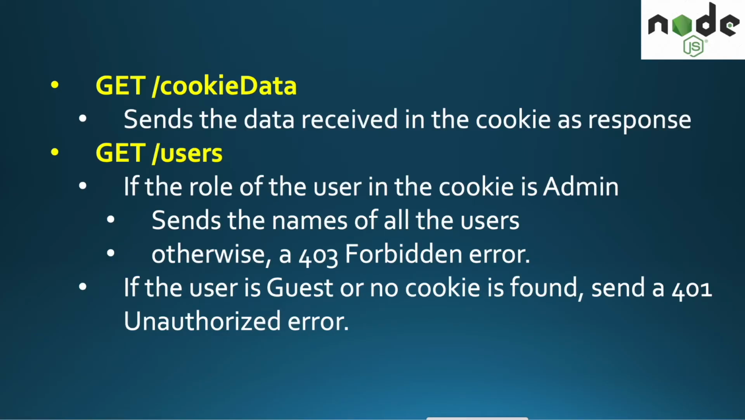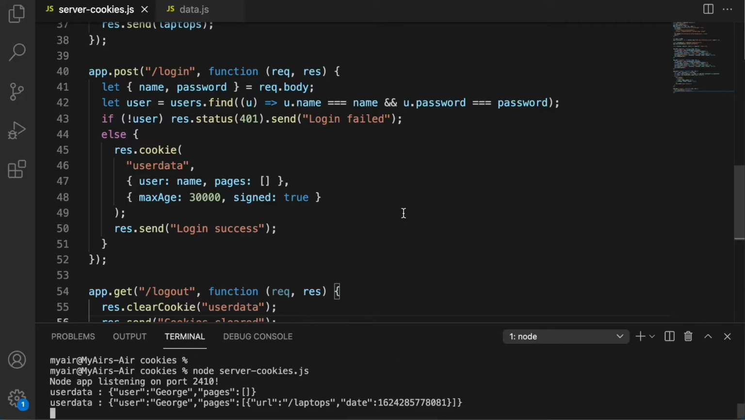Next, what do we want to do? Get /cookiedata sends the data received in the cookie as a response. So we have just added this method so that we can read the cookie in the Postman, whatever cookie we had received. And then we have get /users. If the role of the user in the cookie is admin, it sends the names of all the users. Otherwise, a 403 forbidden error. And if the user is guest or no cookie is found, send a 401 unauthorized error. So these are the two we need to implement. Let's go ahead and do it.